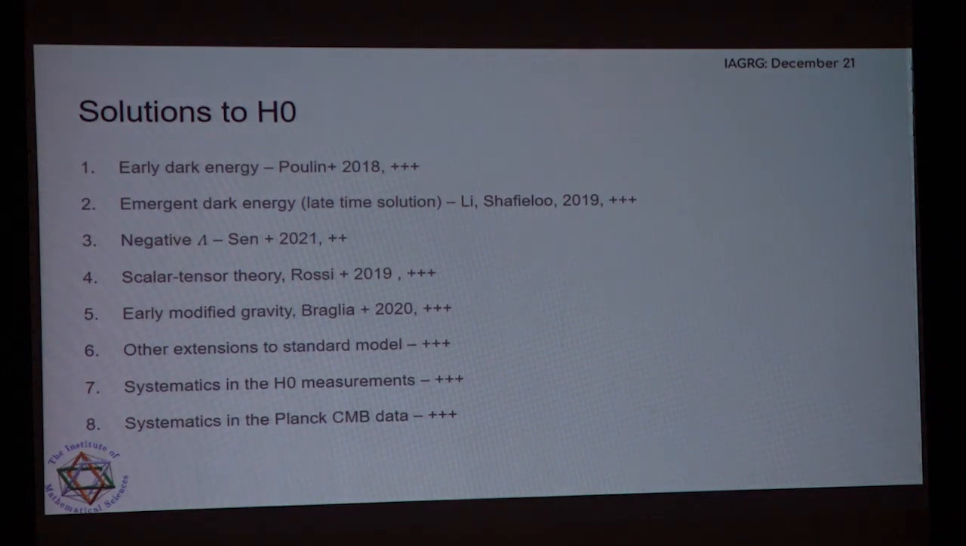Now, what are the solutions to the H naught problem, the Hubble tension? Many solutions have been proposed, for example early dark energy and emergent dark energy. The first is an early universe solution; the second is a late universe solution. There is also a negative cosmological constant, scalar tensor theory, early modified gravity, and other extensions to the standard model. Some people said there can be systematics in the H naught measurements, the HST, and others said there can be systematics in the Planck CMB data itself. So the first six are candidates for new physics, and the last two say something is happening in one data set or the other, or both.